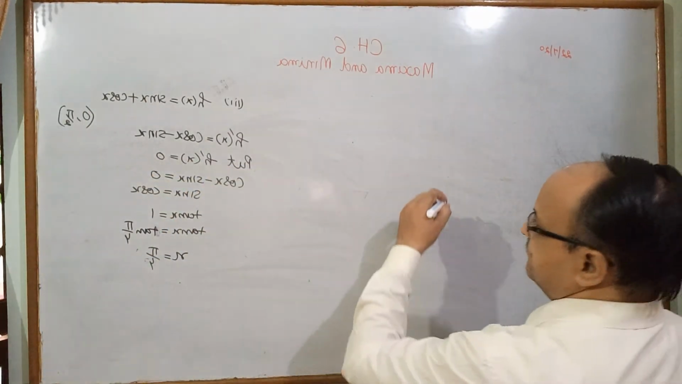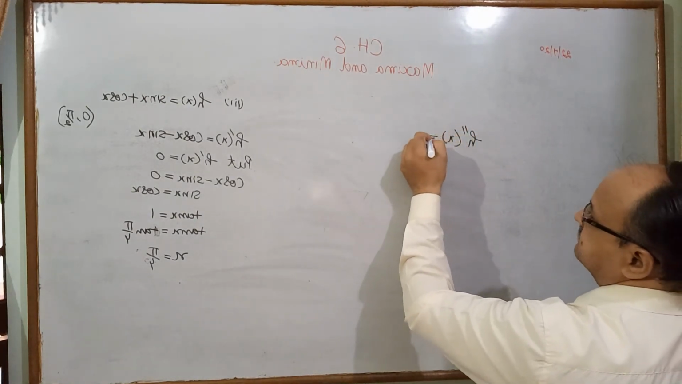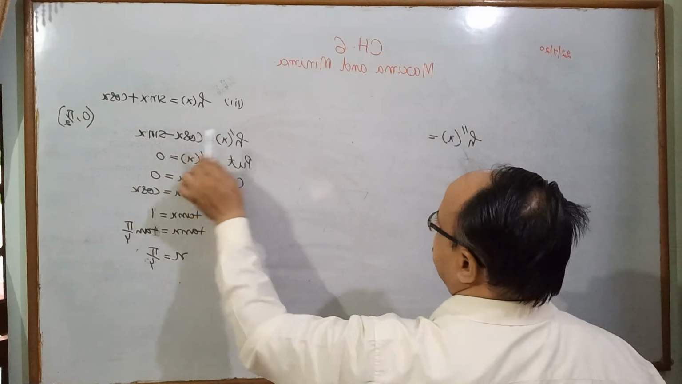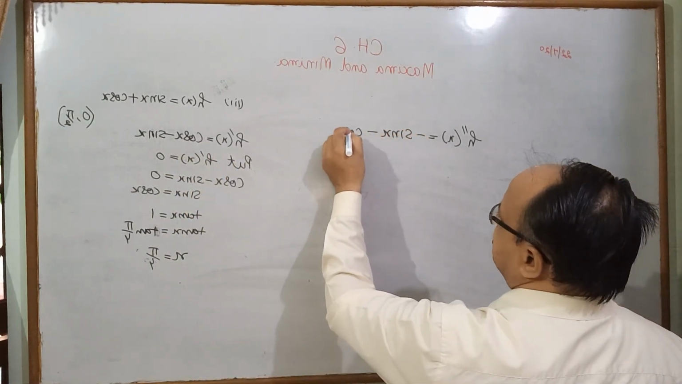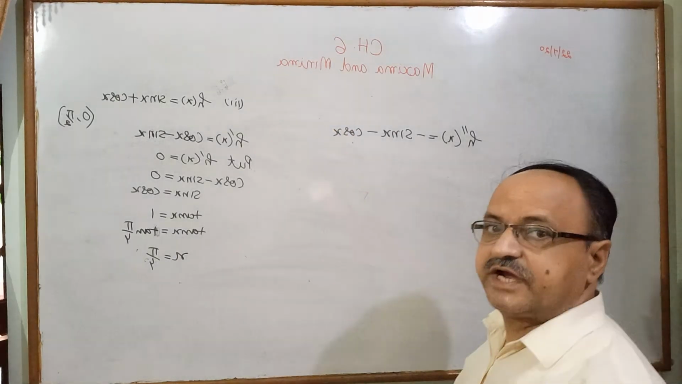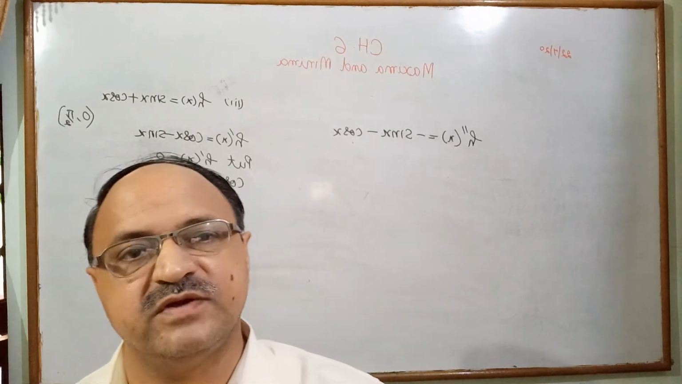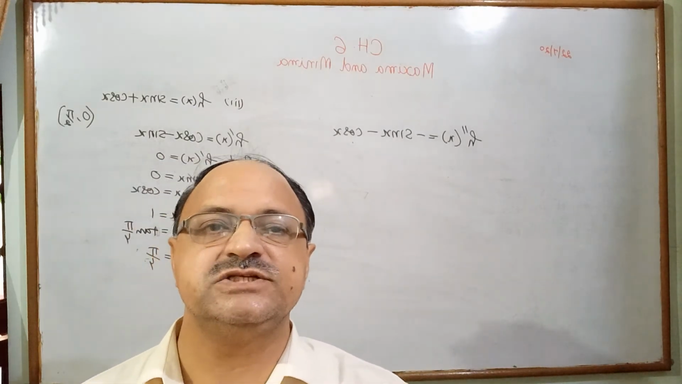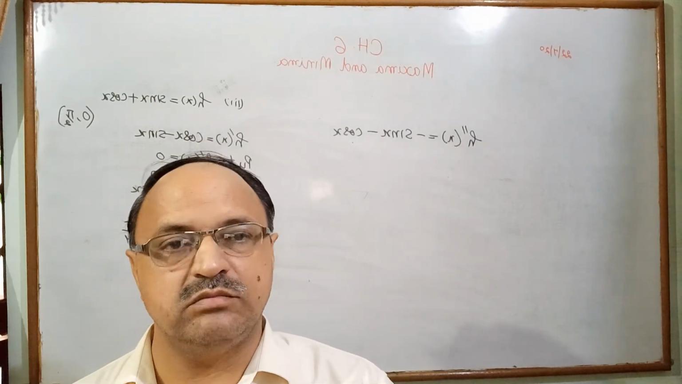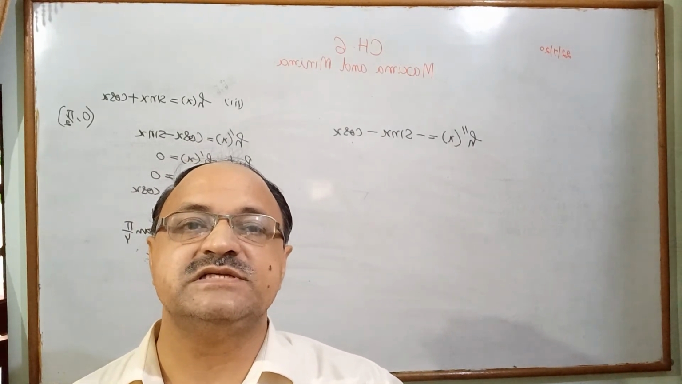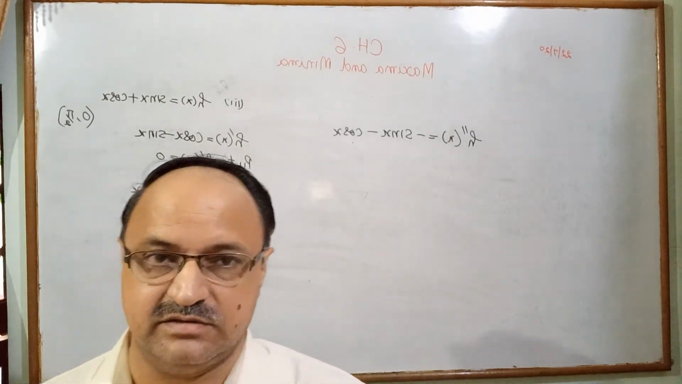Now I find the second order derivative: the derivative of cos x minus sin x, where the derivative of cos x is minus sin x and the derivative of sin x is cos x. This is the second order derivative. In the second order derivative we put the value of x, that is pi by 4. After that we decide whether it is local maxima or minima. If the second order derivative is greater than 0, then local minima. If the second order derivative is less than 0, then local maxima.